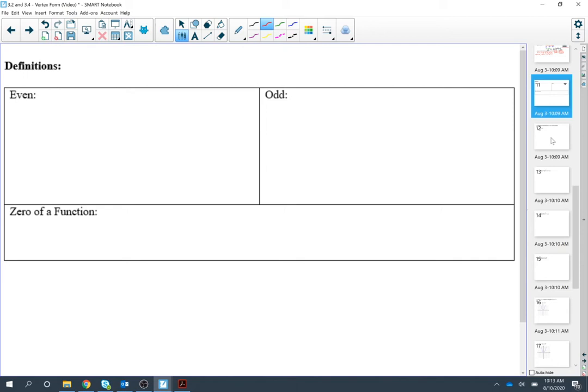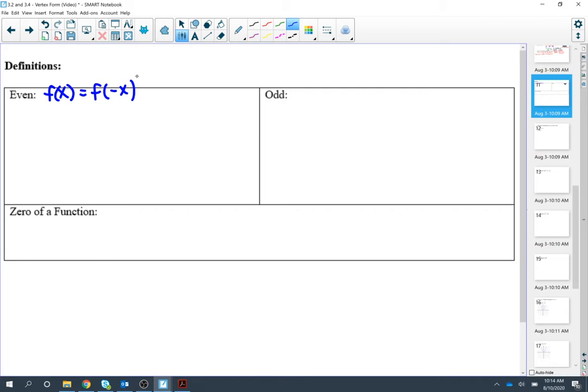Moving on to this idea of even or odd. When we're talking about functions, we can have even functions or odd functions. I'm going to start here with their definitions, and these are actually their algebraic definitions. Then we'll take a look at a couple functions and see what that actually means. So first of all, algebraically, an even function is if f of x equals f of negative x.